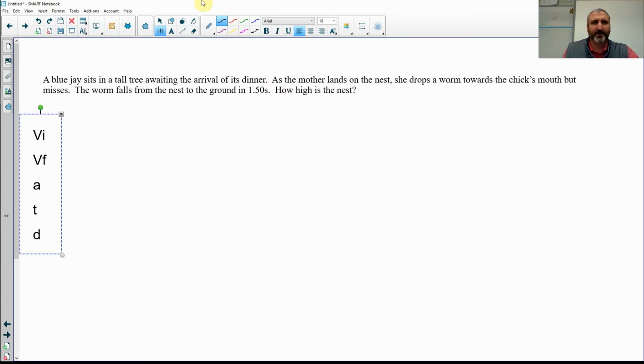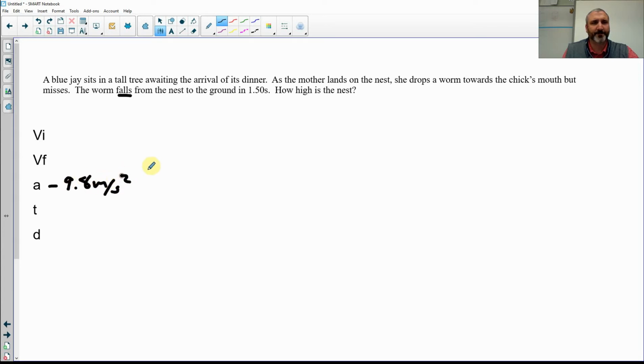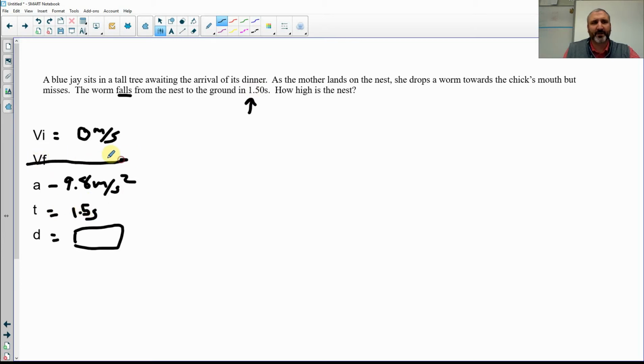So now we're dealing with a different set of equations because now we actually have a projectile, and we know that because we have something that falls, which automatically means that the acceleration is negative 9.8 meters per second squared. We also know that she drops it, so the initial velocity for anything that's dropped is 0 meters per second. And we want to know how high the nest is. So that's what we're looking for, the displacement. And we also know that we've got a time of 1.5 seconds. So they don't give us the final velocity and they don't ask for the final velocity, so we don't really care about the final velocity.